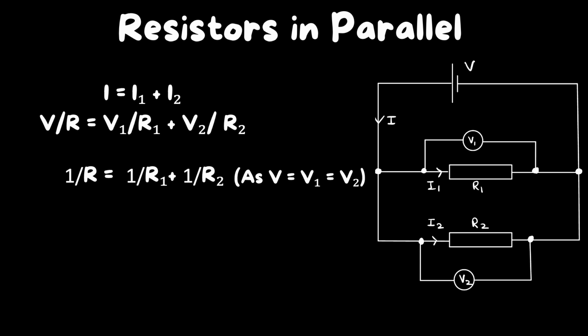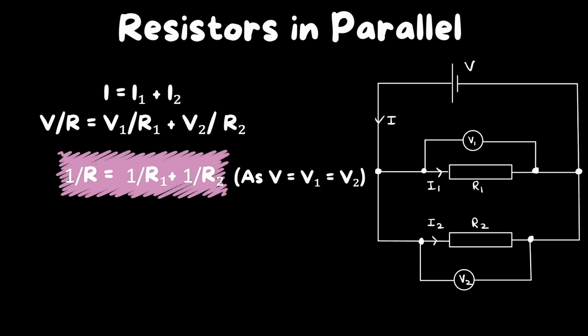plus 1 over R2. So this is a really useful formula for resistors in parallel, and although some of you may not have seen this in GCSEs, it's essentially introduced in some of the exam boards in GCSEs, and we can say from here that the overall resistance in a parallel circuit ends up decreasing, and it's lower than the lowest one of the resistors.